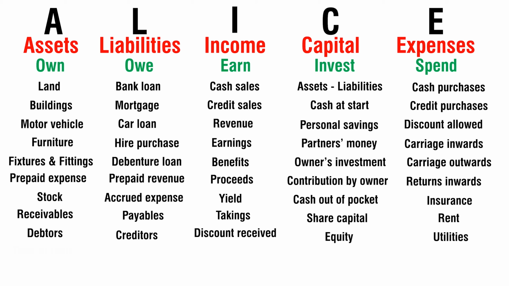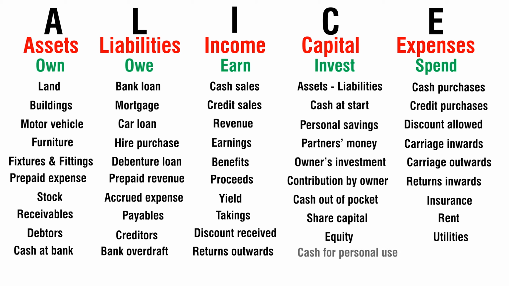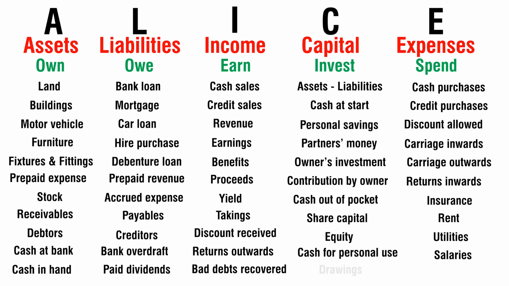Utilities, spend. Cash at bank, own. Bank overdraft, owe. Returns outwards, earn. Cash for personal use, invest. Salaries, spend. Cash in hand, own. Paid dividends, owe. Bad debts recovered, earn. Drawings, invest. Bad debts, spend.